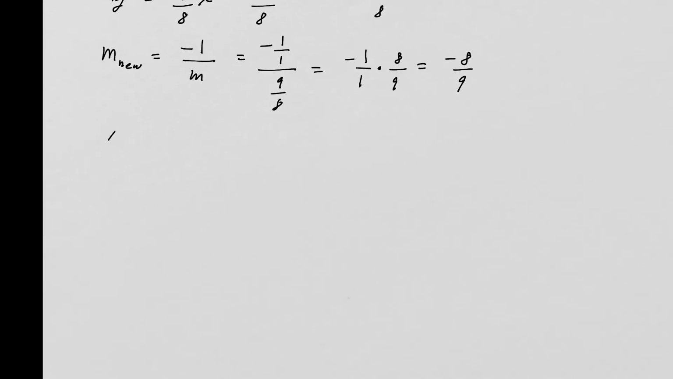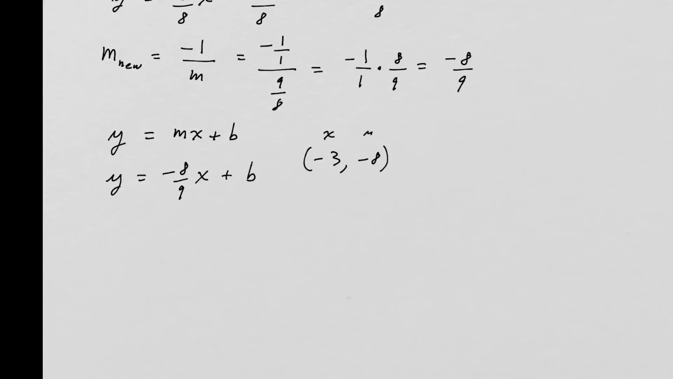So now in the equation, y = mx + b, I can plug in -8/9 x + b. Okay. So again, how are we going to find b? Well, we have an additional piece of information. We know that the line, our new line, has to pass through the point (-3, -8). So if I plug in (-3, -8), it has to satisfy that equation, and that will allow me to find b. Okay, so remember, this is always x, y. So let's plug that in. So I have -8 = -8/9 times -3 + b.